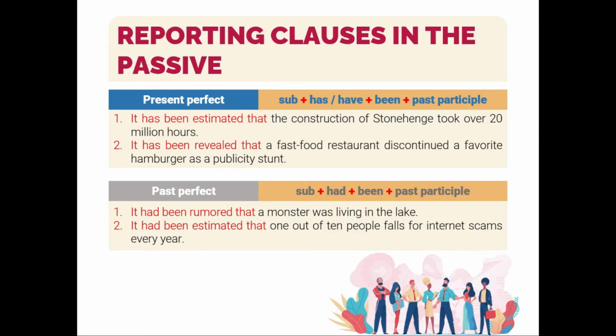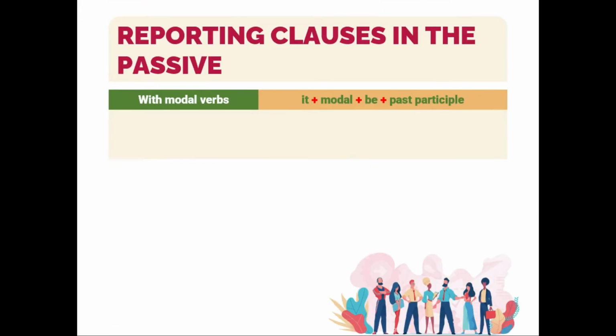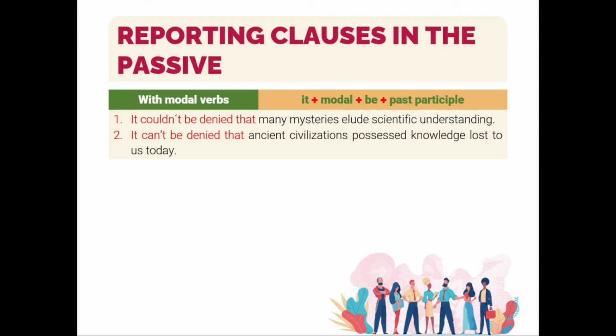Time to focus on modal verbs in the passive, which are formed with it plus modal plus be plus past participle. For example, number 1, it couldn't be denied that many mysteries elude scientific understanding. Number 2, it can't be denied that ancient civilizations possessed knowledge lost to us today.